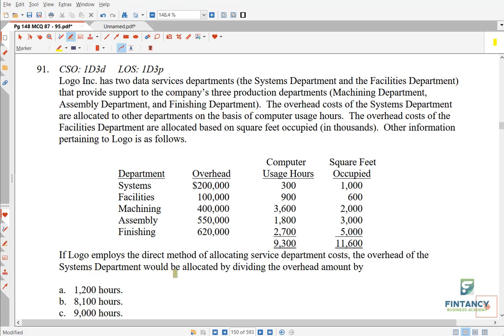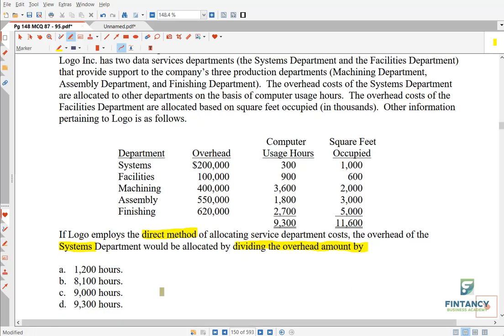They are saying if Logo employs the direct method, the overhead of the systems department would be allocated by dividing the overhead amount by what? So remember last time we were talking about that 50 by 90, 40 by 90, all those things. Please write yes in the chat box if you remember that. 50 by 90, 40 by 90, you know, the remaining percentage thing. So this is what they are asking you basically.